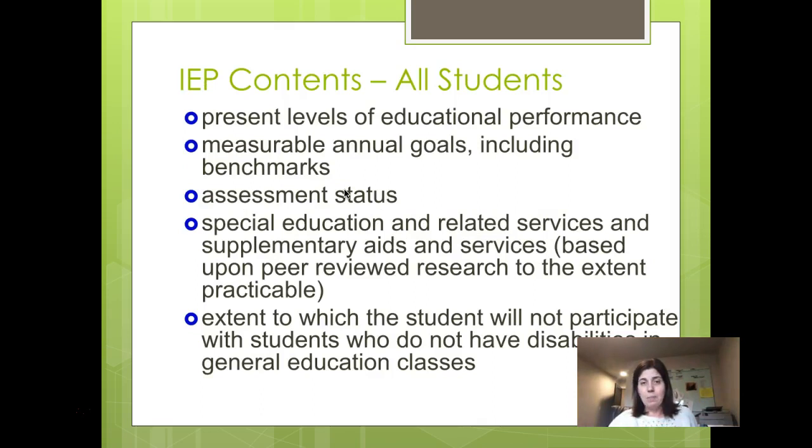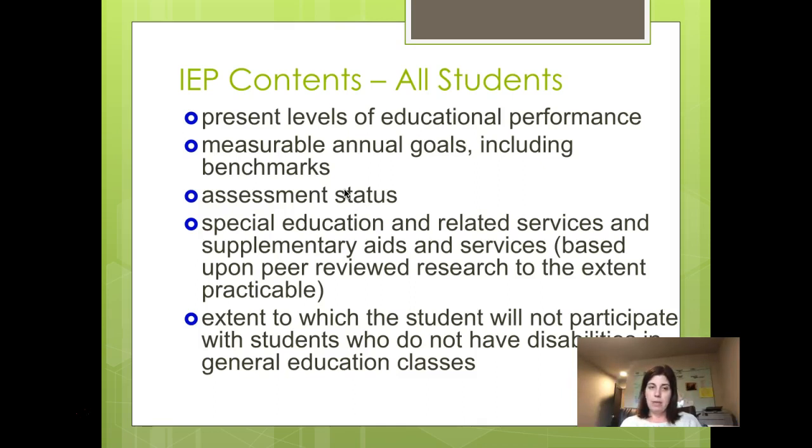So what's in an IEP? First off, present levels of educational performance. So, where's the student at? How are they performing right now? Then, once you determine that, you can come up with measurable goals and benchmarks. And so you can't really come up with a goal unless you really know where they're at, what their math levels are, all these other things.